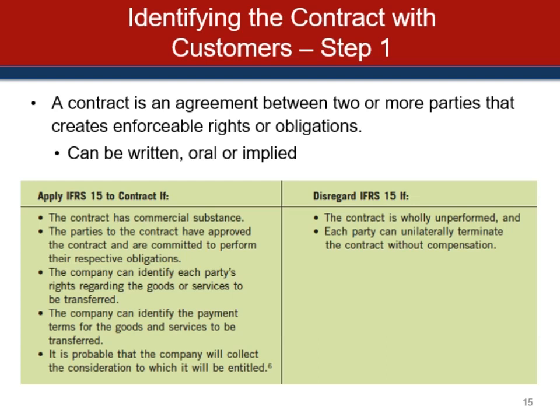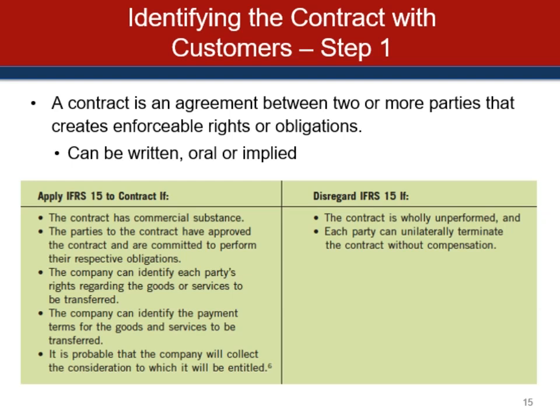IFRS 15 would apply if the contract has commercial substance, which means that they're exchanging something of value for something else of value, so there's real consideration included. The parties to the contract have approved the contract, so there's some way of authorizing and committing the various parties to their respective obligations. And the company can identify the rights to the goods and services, so you can determine when title transfers, when you have the right or the obligation to deliver goods and services.